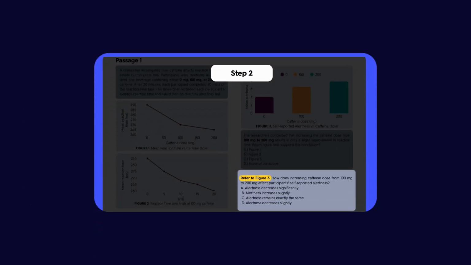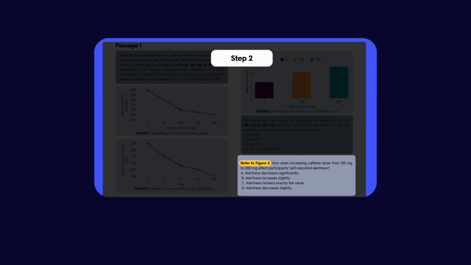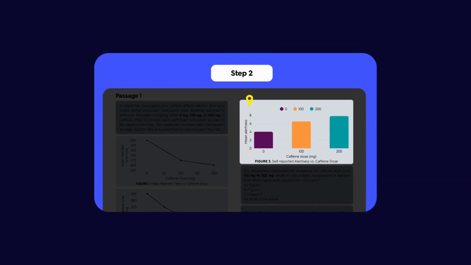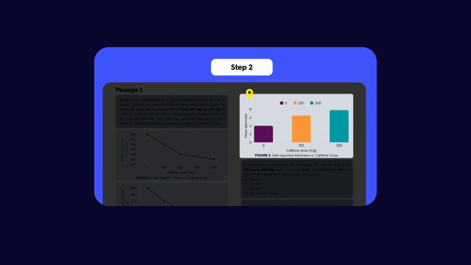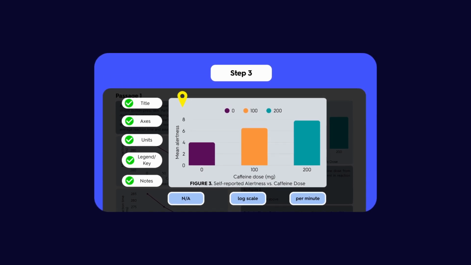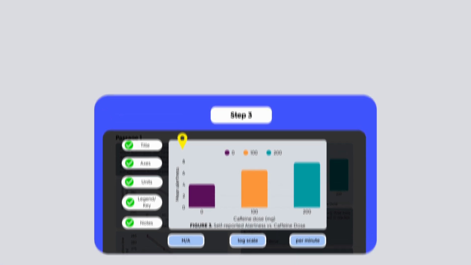answer. So far, we've learned to start with the questions, anchor on the exact table or figure, the name, and read the frame, title, axes, units, and legend before grabbing any numbers.